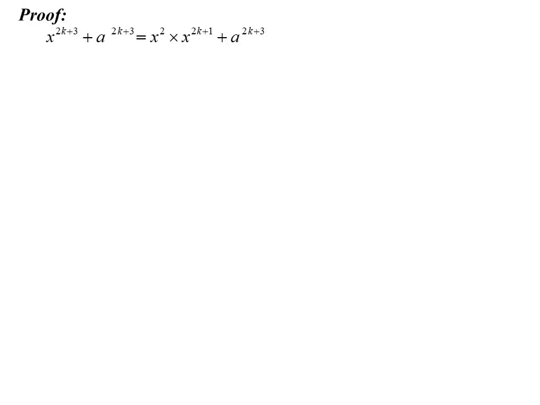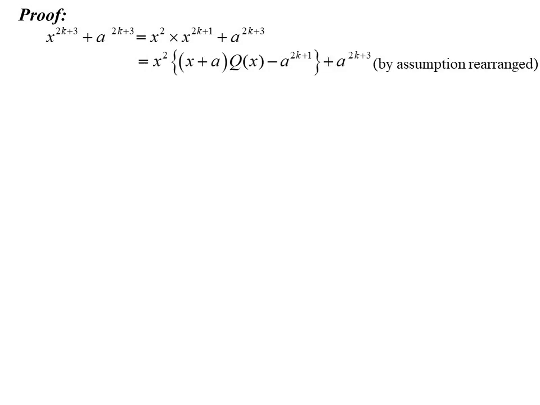Remember, I've got to try and get my assumption into this x to the 2k plus 3 plus a to the 2k plus 3. So I'm using the same idea that I did for the numbers. I look at my assumption and I say, look, I've got two things here. I'm going to have to substitute in for one of those things. So I need to create x to the power of 2k plus 1 or a to the power of 2k plus 1. As long as I've got that, I can sub the assumption in. So I've split the x term up. So I've said that's x squared times x to the 2k plus 1. I've now got a spot I can put the assumption into.